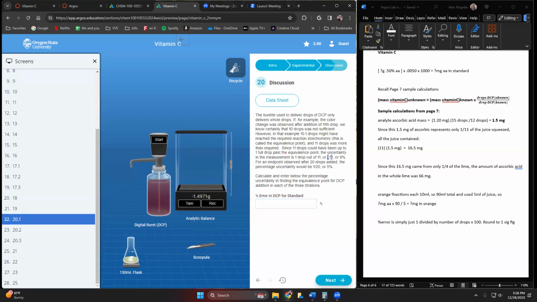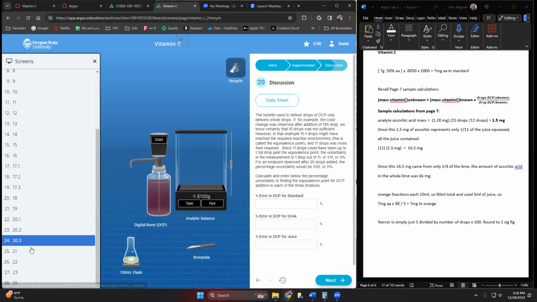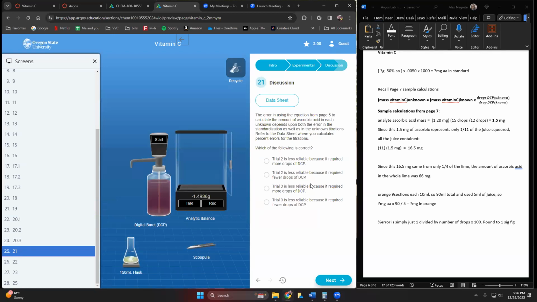1 divided by, let's say, 11 drops were used. That's going to be 9%. Those 20 drops, 1 divided by 20, multiplied by 100. It's going to be 5%. So that's how you do it for the standard here: 1 divided by how many drops you used, multiply that by 100, and then round it to one significant figure. And you'll do that for each one of these here to calculate all those errors.